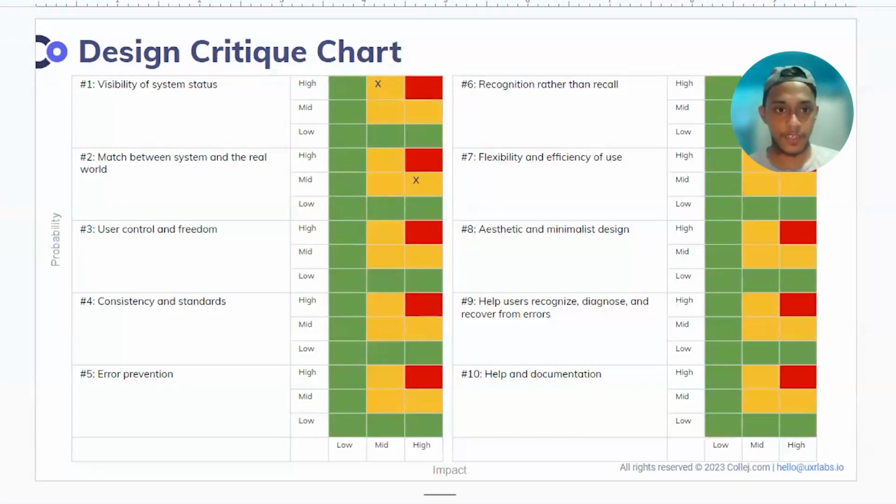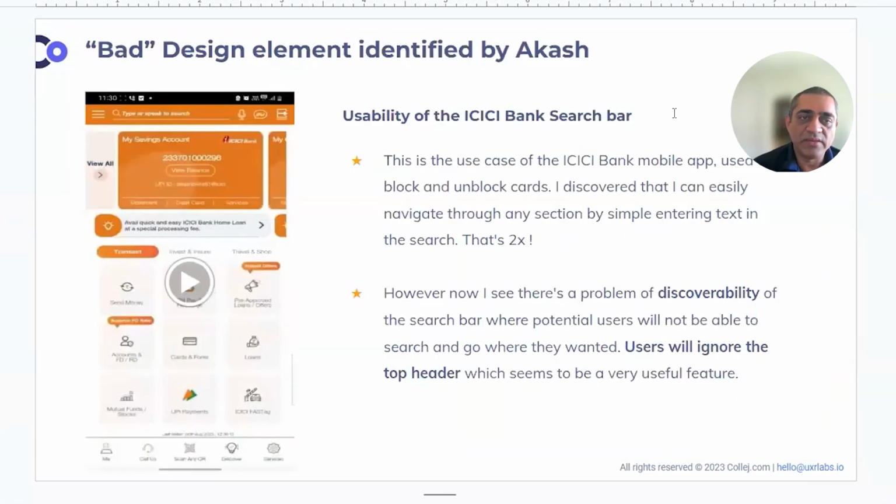Yeah. So we discussed specific scenarios that. Akash, what is the problem? Can you show us the screen and tell us what the problem is there? Yeah.